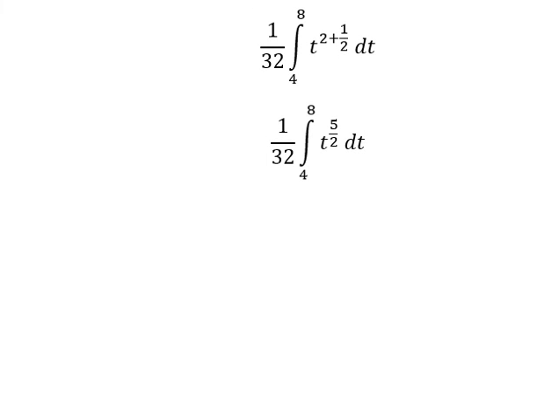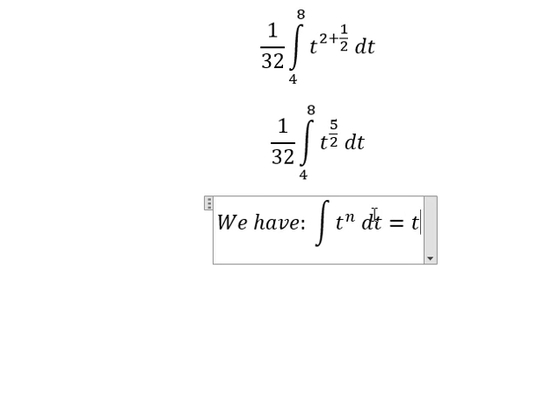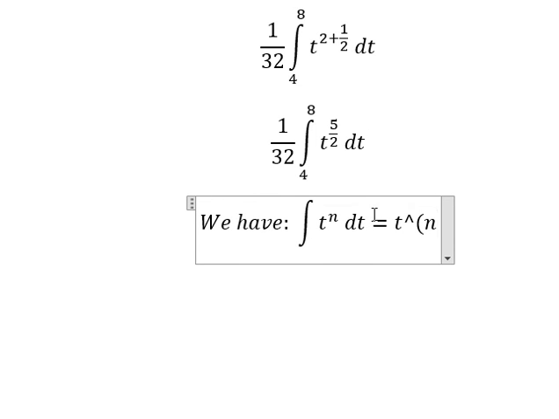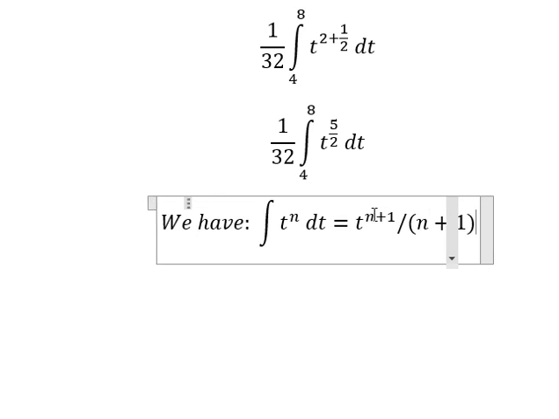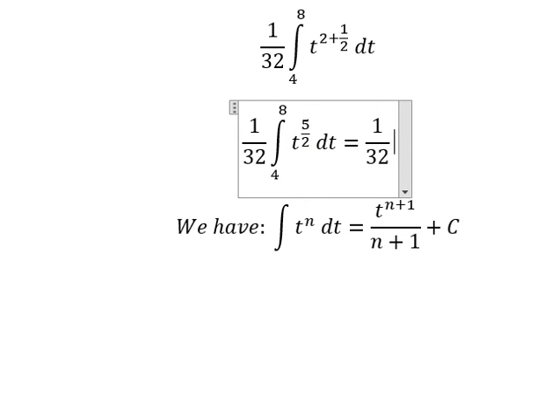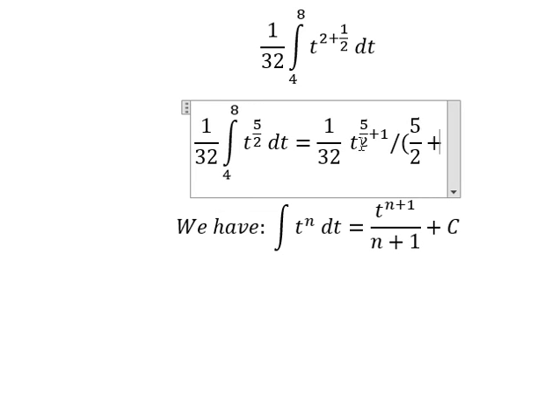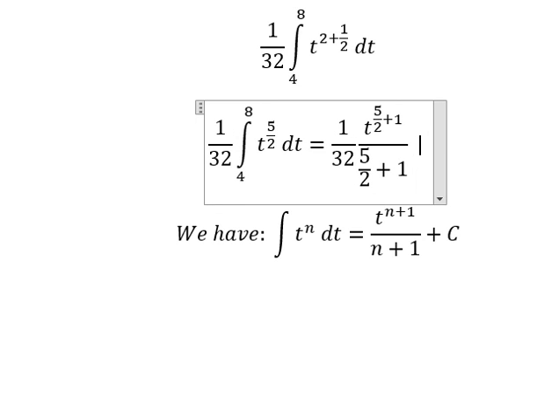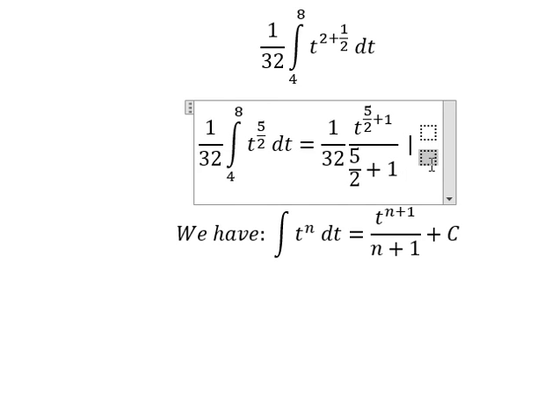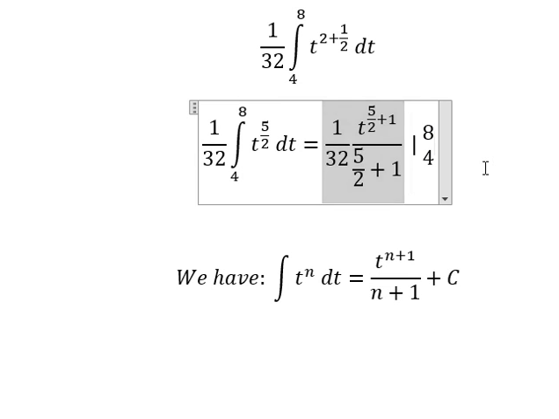And now we can apply the formula here. The integration of t to the power of n dt is t to the power of n plus 1 over n plus 1, and I will put plus c. Now we can apply the formula here. And we put the bounds from 4 to 8. So we have the final answer.